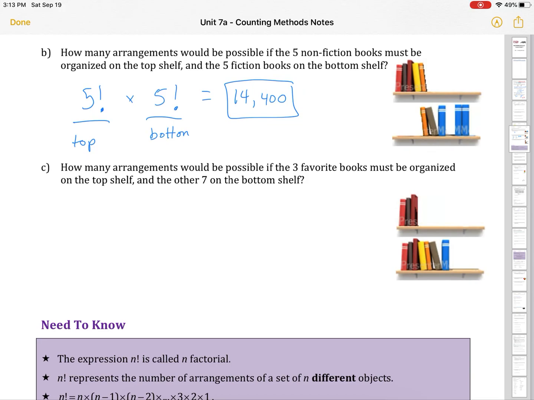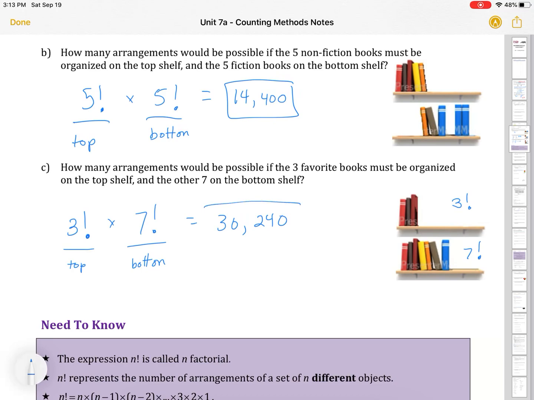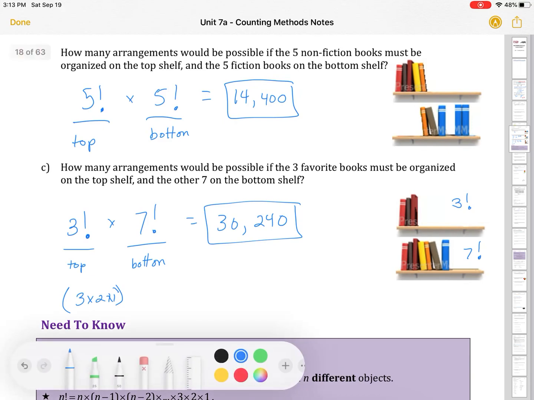Really, indeed. How many arrangements would be possible if the 3 favorite books must be organized on the top shelf and the other 7 on the bottom shelf? And you can see how it's helpful to have a picture, because I have 3 here, that's 3 factorial, and I have 7 here, 7 factorial. So 3 factorial on the top times 7 factorial on the bottom. And when I put those in, I'm going to get 30,240.